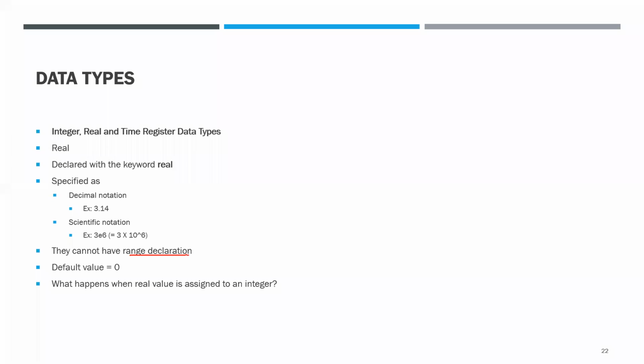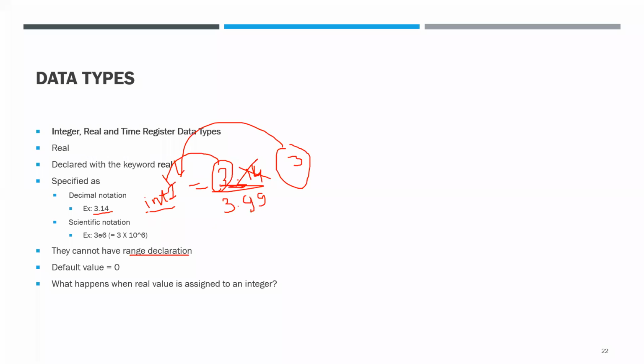Now, what happens if a real value is assigned to an integer? This is a known fact to you all because in C programming you do this many times. Suppose I take this real number and assign it to an integer, int 1. If I'm writing it as 3.14, it would truncate the decimal portion and just 3 will be stored here. Now you might have a value like 3.99. If I just see, it is very close to 4.